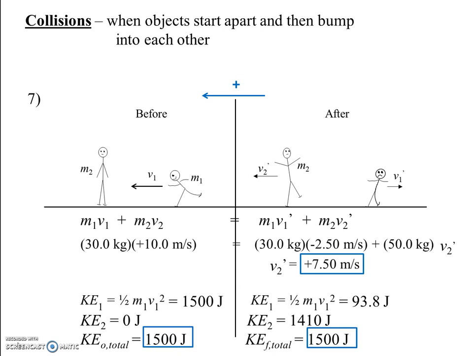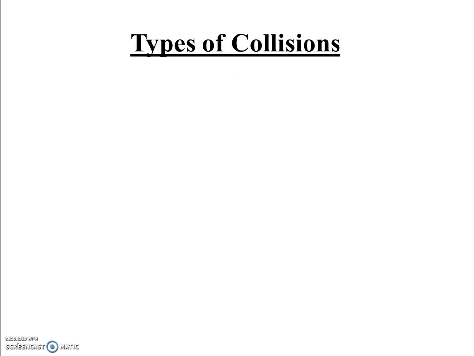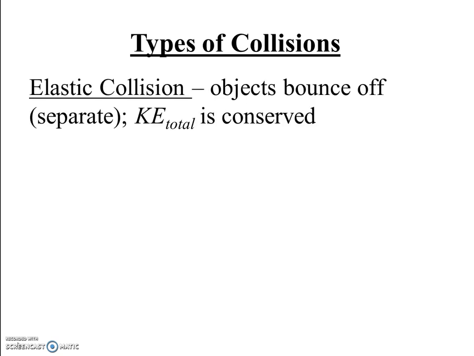So what's interesting about this? Well, this is typical of one particular type of collision. So going back into your notes, we're going to detail the types of collisions. This first type is called elastic, where the objects bounce off, where they separate away from each other in the after situation, and the total kinetic energy is conserved.